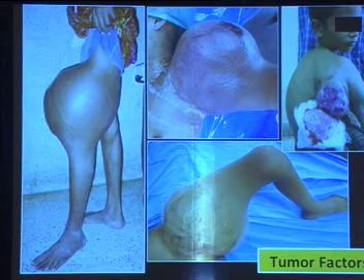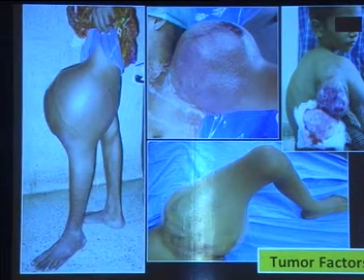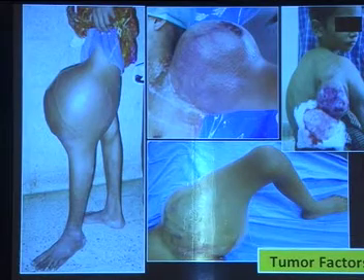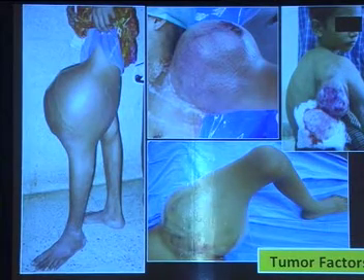Then there are, of course, tumor factors. So we in India see such big tumors, huge tumors which come to us fungating and the patient really in pain.